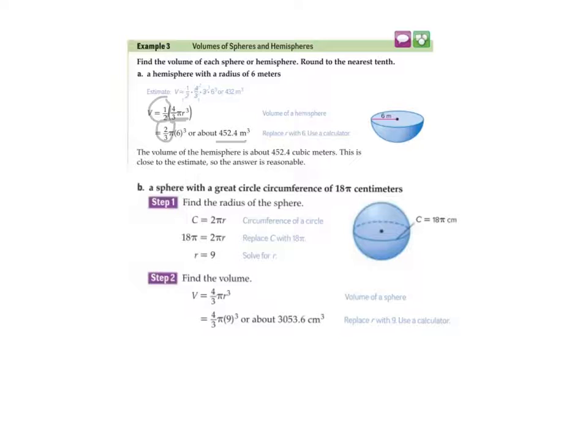Okay, in example B, this time they've told you what the circumference is, so you've got to work back from the circumference all the way down to the radius. So substituting, they've told you that the circumference is 18 pi and your formula is 2 pi r. Then by subtracting and dividing through, you get to radius is equal to 9. Quote the formula, plug your 9 in, and you come up with your solution.